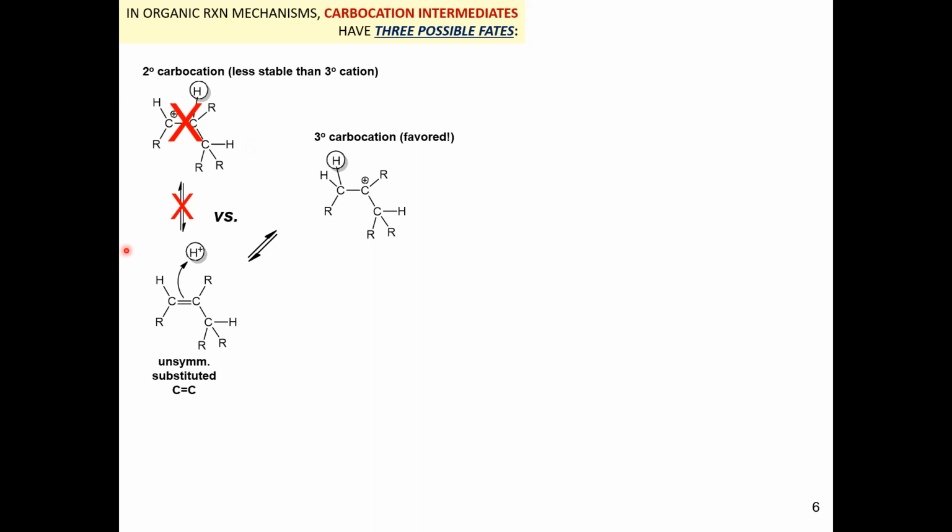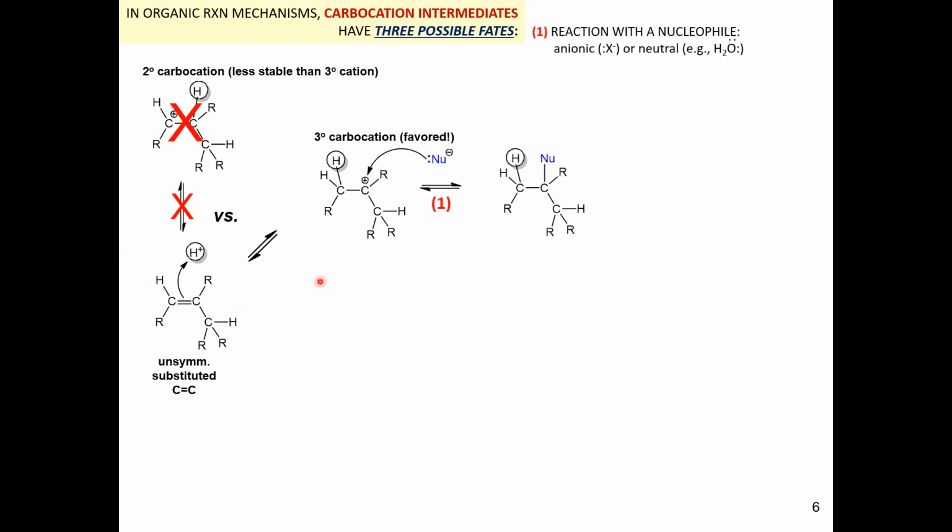In organic reaction mechanisms, you'll frequently encounter carbocations as mechanistic intermediates, and when you encounter them, you'll see that they have 3 possible fates. As you saw previously, the carbocation is an electrophile. It's a very good electrophile, and it can easily form a bond with a nucleophile using the lone pair of electrons from the nucleophile to make a new carbon-nucleophile bond. The nucleophile can be anionic, like a halide, or it could be neutral. For example, it could be a molecule of water, or an alcohol, or ammonia, or an amine.